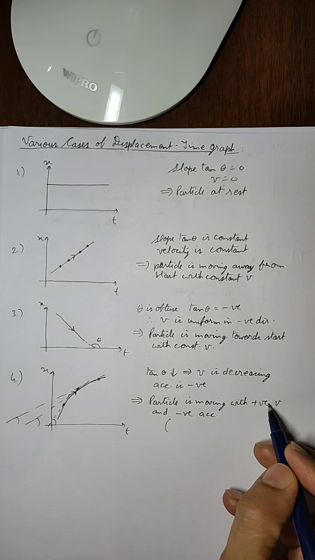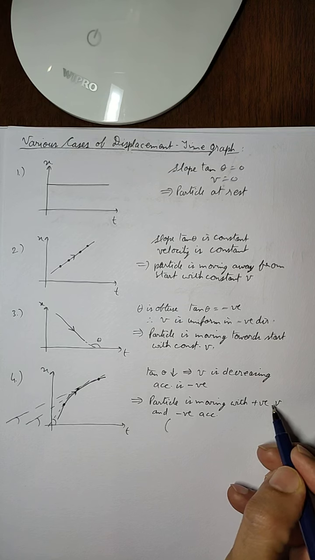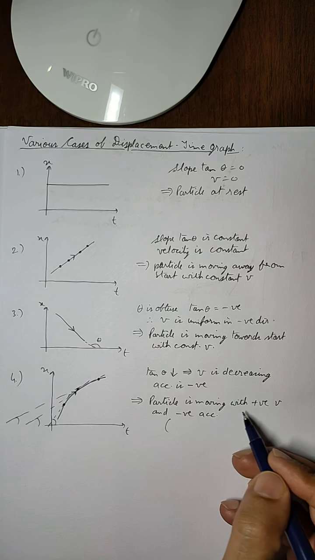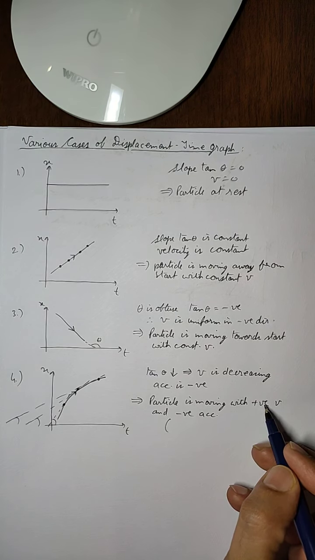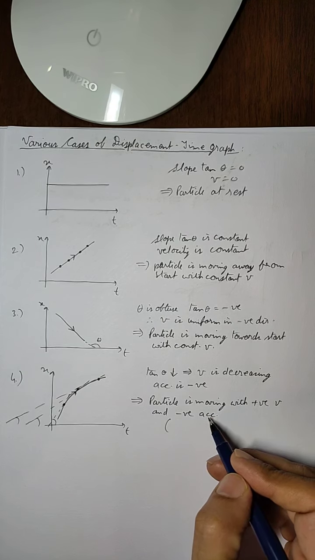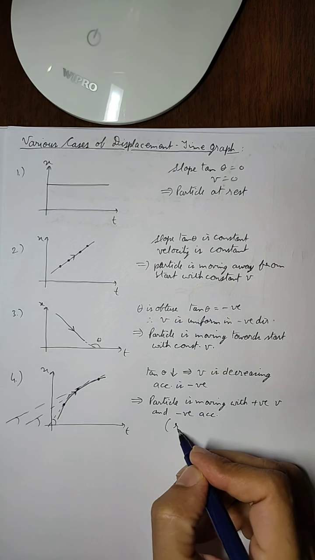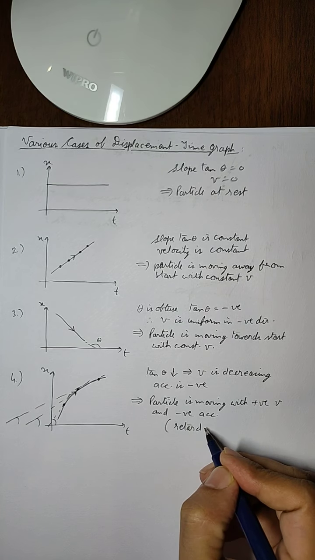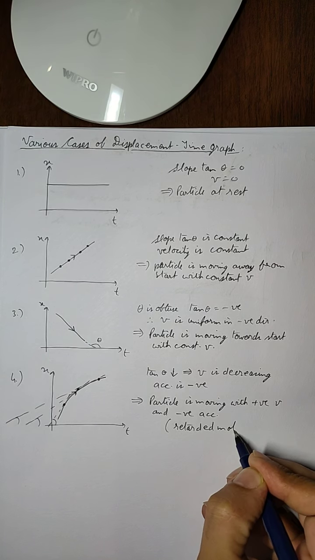So you can see when the velocity and acceleration are of opposite sign, then it will be a retarded motion, because if velocity is decreasing, then it has to decrease because of the retardation. So we can write that the motion of the particle is a retarded motion.